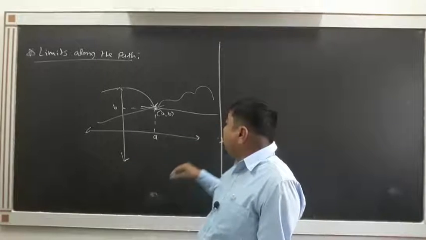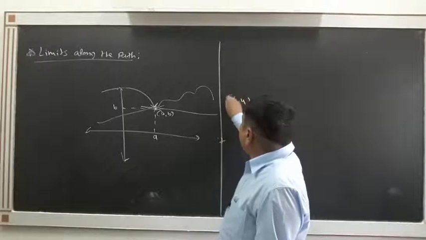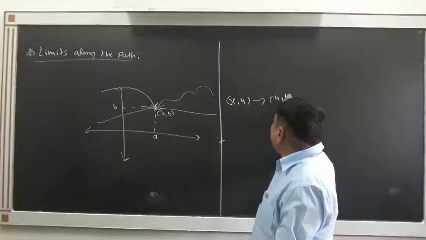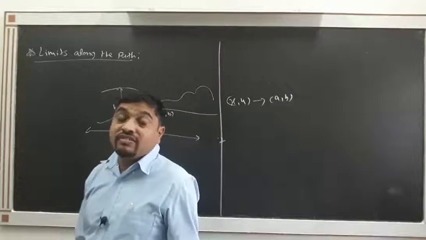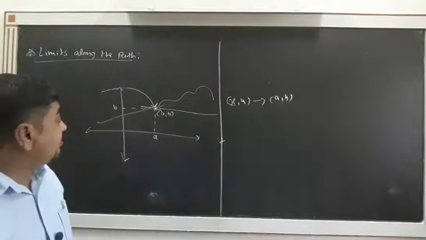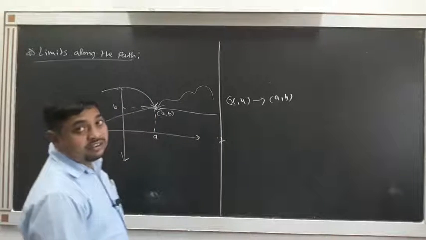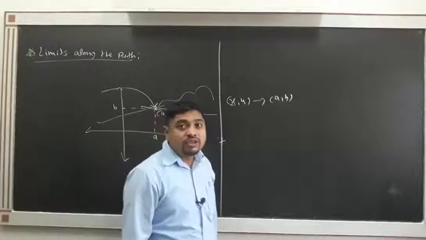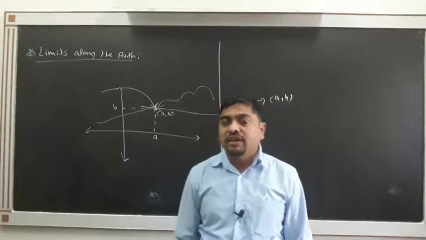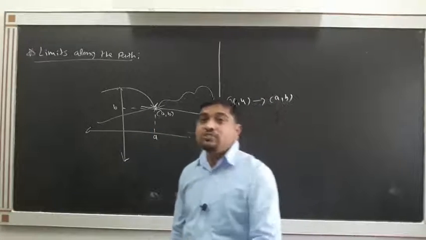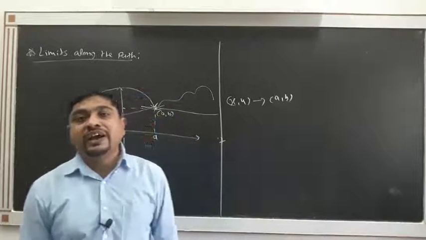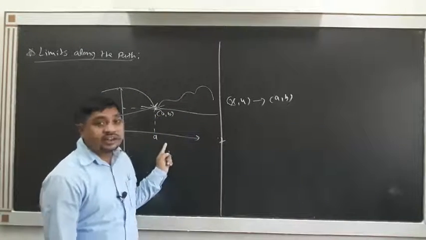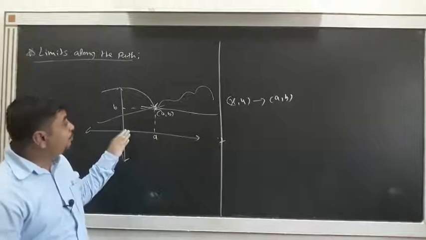So (x, y) can approach (a, b) from infinitely many directions, or any direction. It is not as simple as in the case of one variable. In one variable, x approaches a through only two directions, left and right, but here there are infinitely many approaches of (x, y) to (a, b).